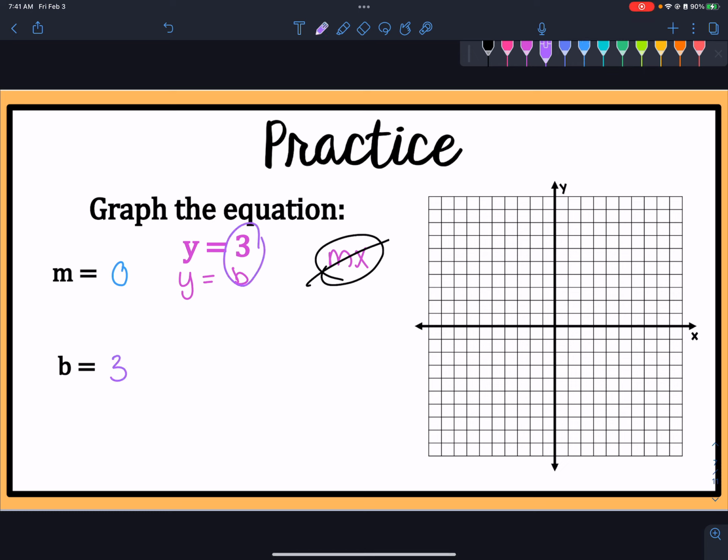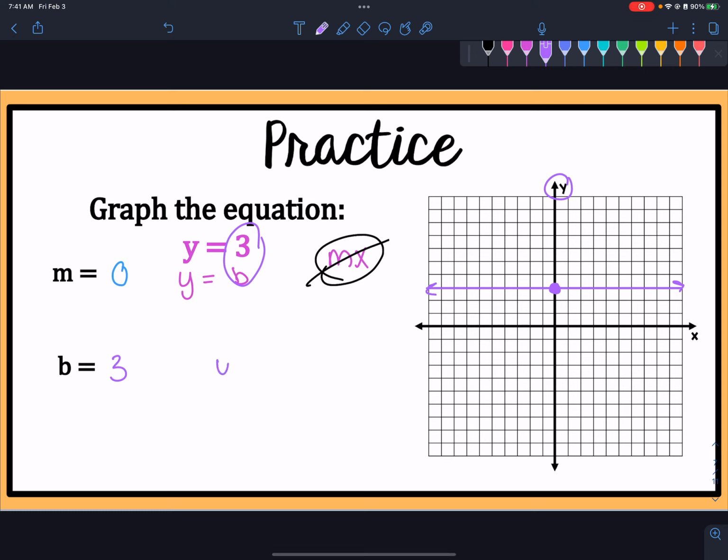So here's the idea. I am looking for my y-axis, okay? This is what y is telling me. I'm looking for my y-axis, and I'm going to plot a point at 3. So again, y-axis from the origin, I'm going to go up 3. Because this does not have a slope, well, it does. The slope is 0. This gives us a horizontal line.